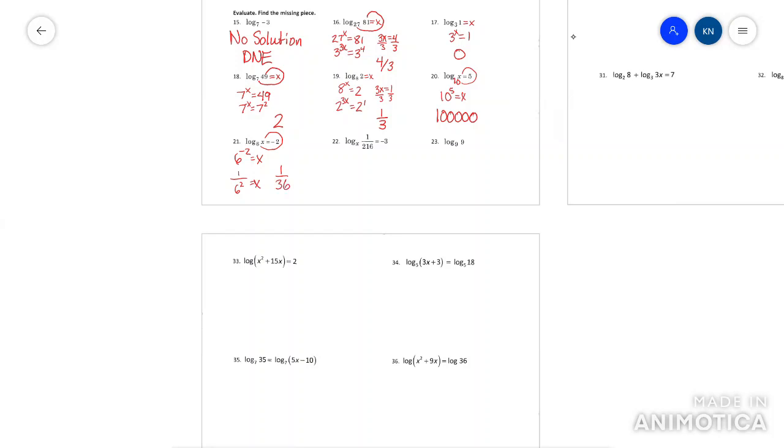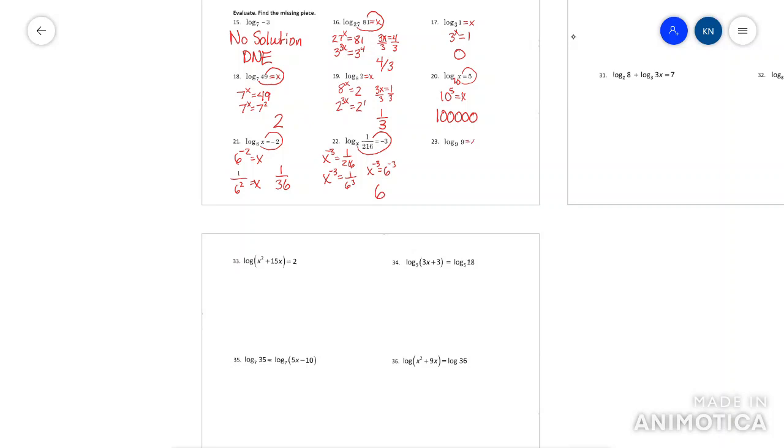This next one's really tricky. You're going to snail it. You're going to get x to the negative 3 equals 1 over 216. Well, 216 is 6 cubed. And then when you bring it to the top, it becomes 6 to the negative 3. So now you can just be like, okay, well, x equals 6. It has to be.